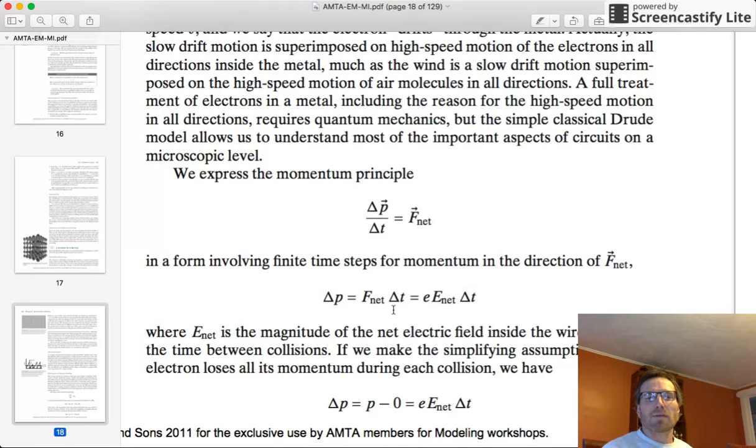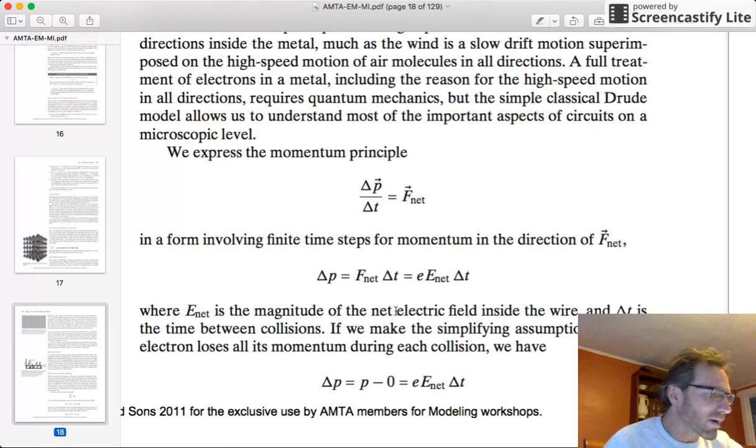But in electrical theory, it seems that they suggest that the change in time is referring to the time between the collisions, and not the length of time that the collisions take place. So I'm a bit confused on that particular issue.